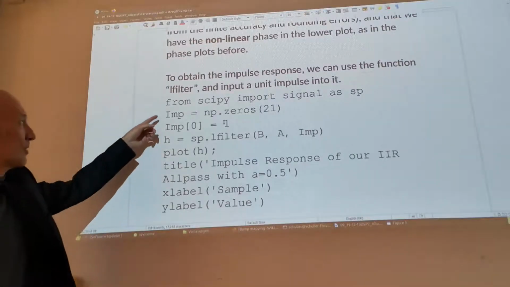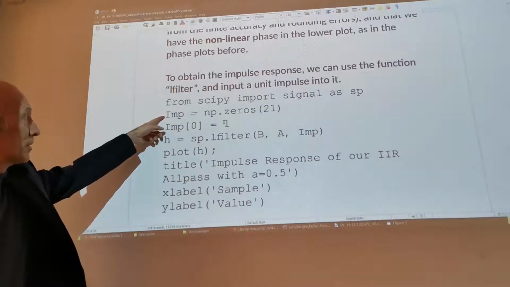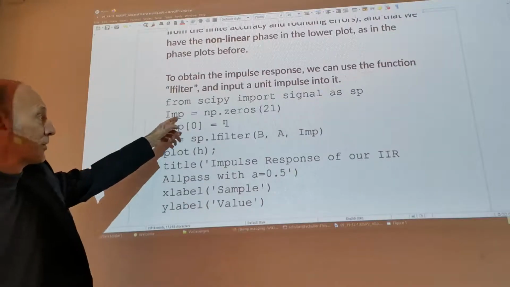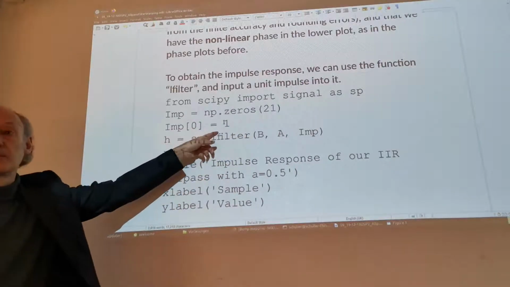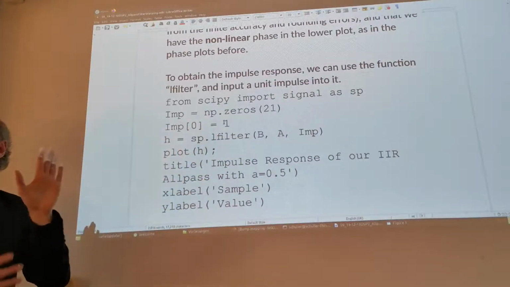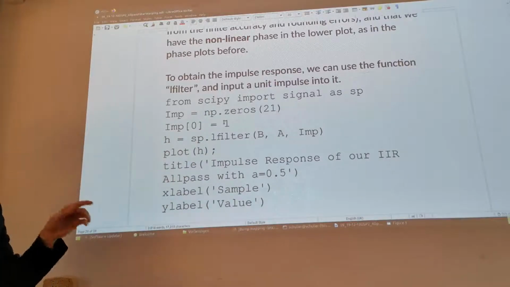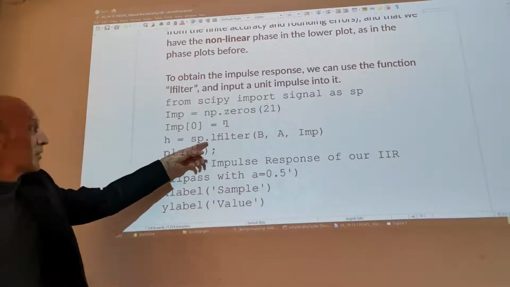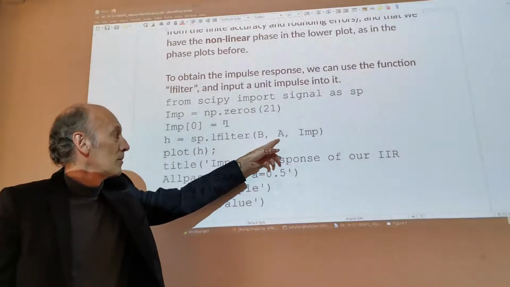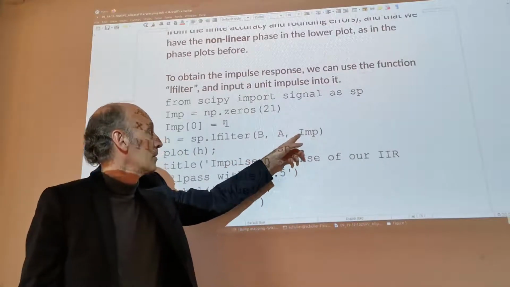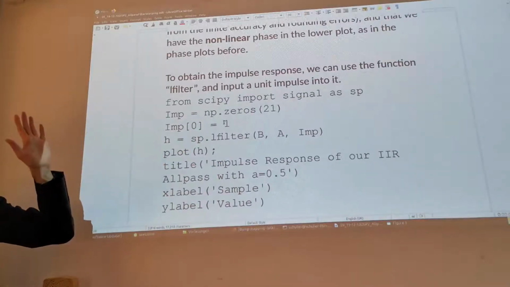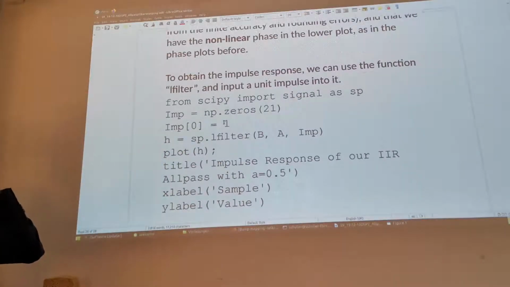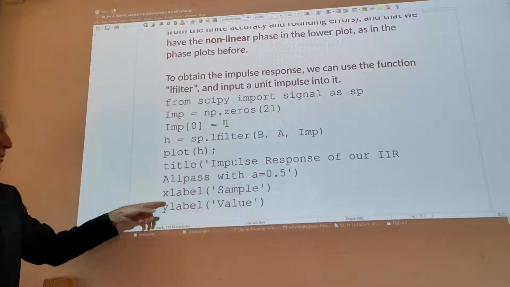And this is what I did here. I'm making an input signal which consists of 21 zeros and then set the first entry to 1. So we have a 1 followed by 20 zeros. Then I use lfilter with b, a, and imp, this impulse, as input, and then h is the impulse response of length 21. And then I can plot it here.